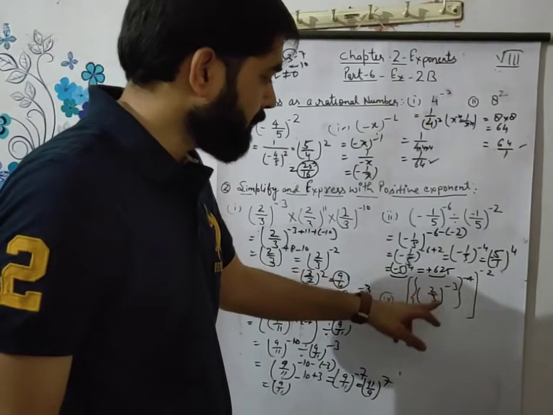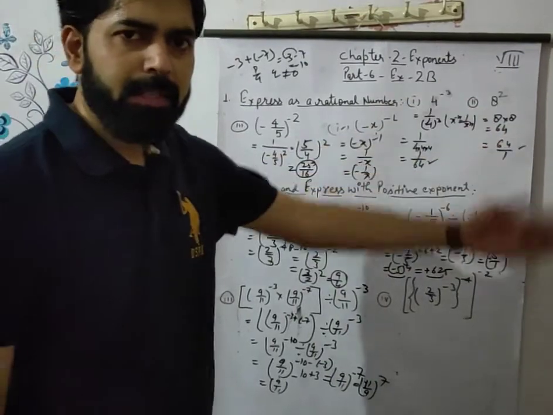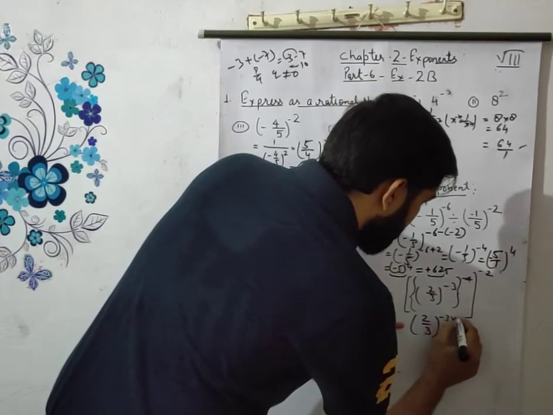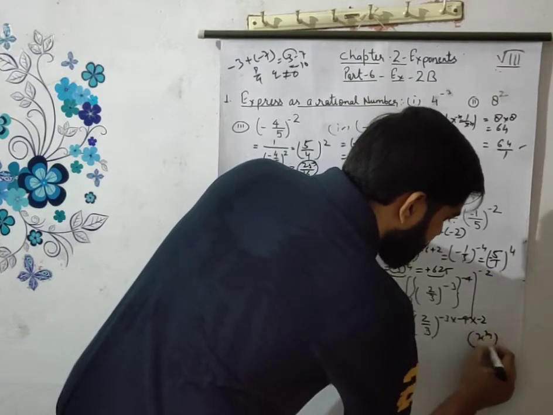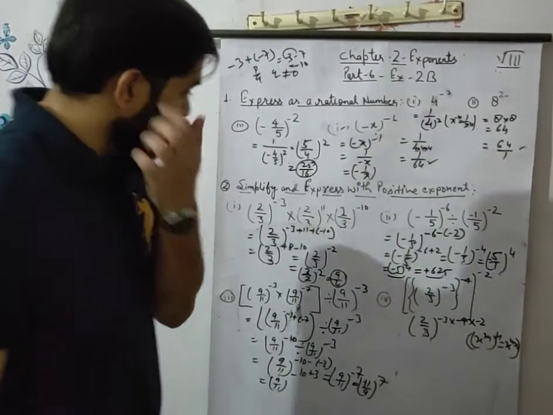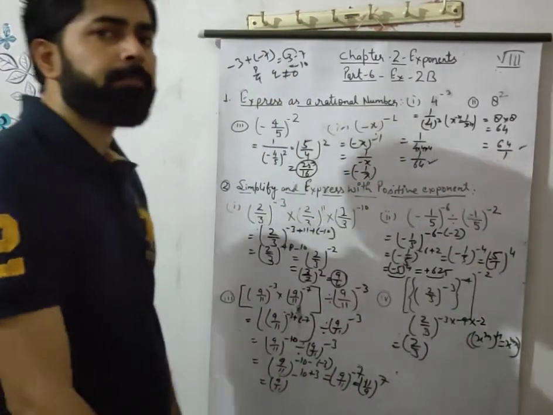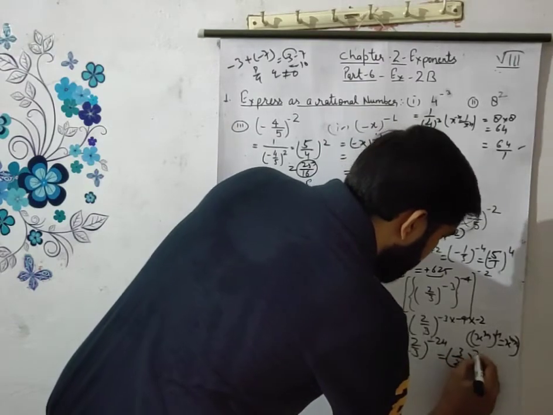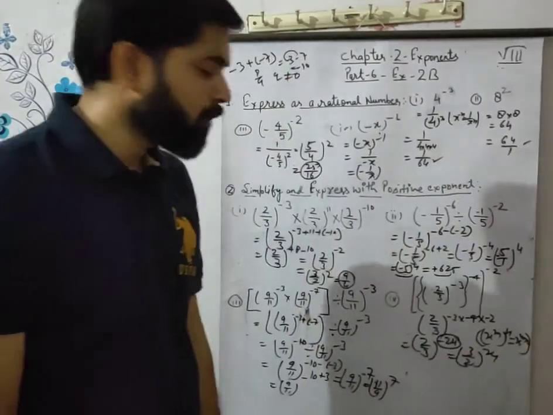Question number 4: 2 upon 3 raised to power minus 3, all raised to power minus 4, all raised to power minus 2. Here is power of power, which means we multiply the powers. So 2 upon 3 raised to the power minus 3 multiplied by minus 4 multiplied by minus 2. Which rule? x to the power m, all to the power n, is equal to x to the power m multiplied by n. Then 2 upon 3, 3 times 4 is 12, 12 times 2 is 24, so minus 24. You can write it as 3 upon 2 raised to power 24, because the power is negative. So the answer will be 3 upon 2 raised to power 24.